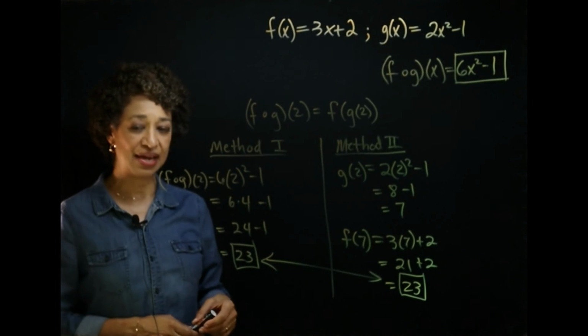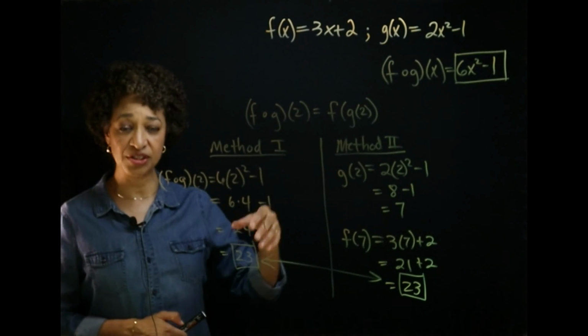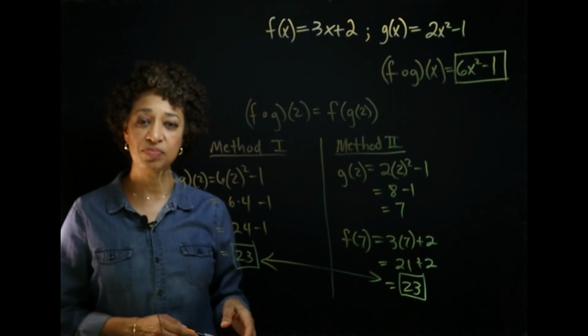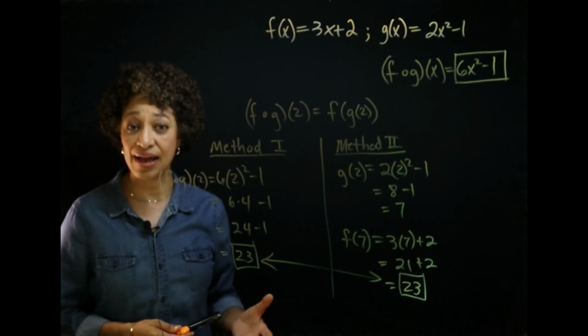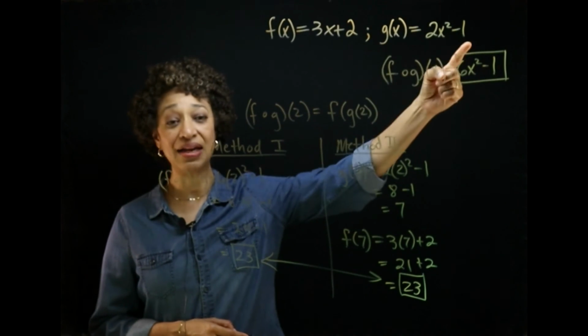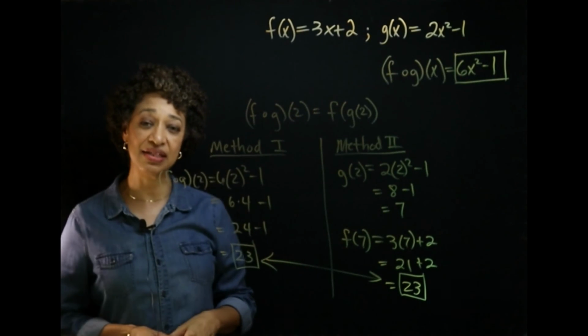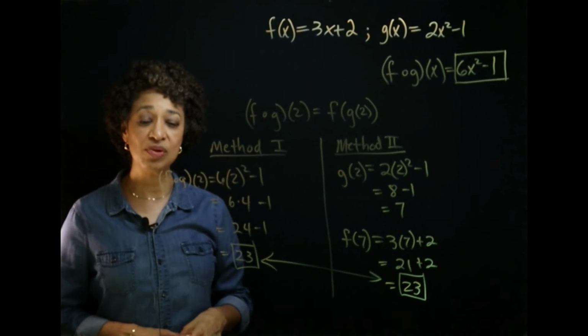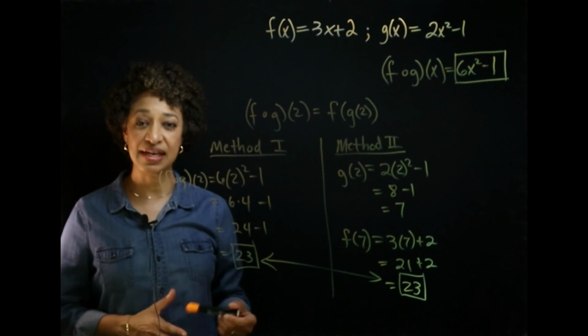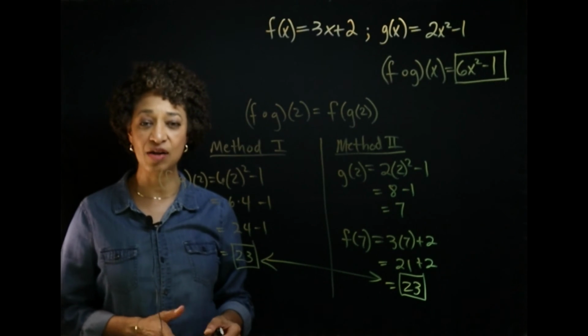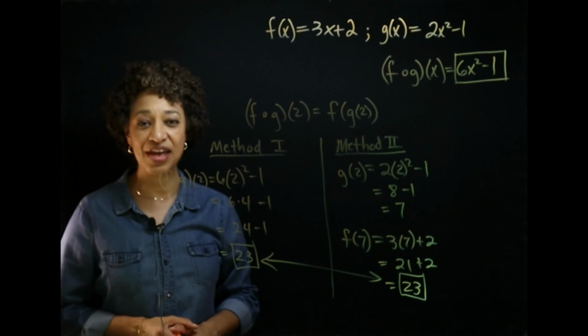Now, the domain for all of the compositions we have done in this problem would be the set of real numbers. Why? Because all polynomials have as their domain the set of real numbers. Now, we will go into that more and look at some different functions to find a composition in the next video.